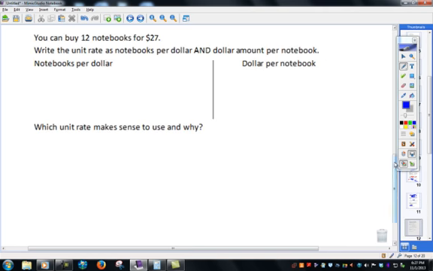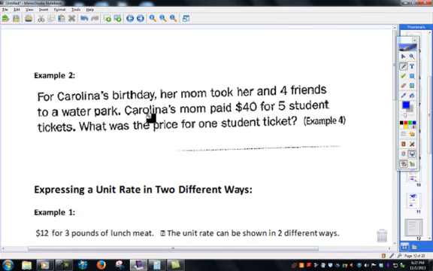Go to the next page. For Caroline, let's just make it an E for Caroline. For Caroline's birthday, her mom took her and 4 friends to a water park. I should have said soccer game, because that really did happen. But her mom took her and 4 friends to a water park. Caroline's mom paid $40 for 5 student tickets. What was the price for 1 student ticket?